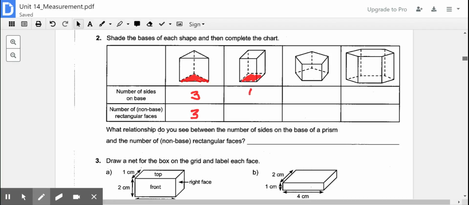Okay, how many sides? Well, there's 4 sides on that base, and the number of non-base rectangular faces is 1, 2, 3, 4. There's 4 non-base rectangular faces. What relationship do you see between the number of sides on the base of a prism and the number of non-base rectangular faces? Well, after you do question 2 fully, you do this one here and this one here, you'll be able to make your conclusion. Let's try number 3 here.